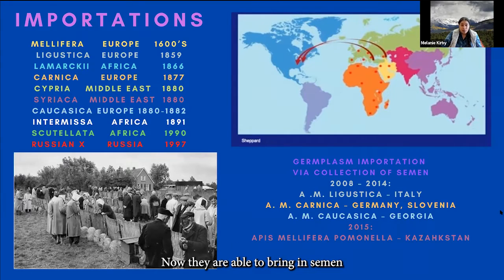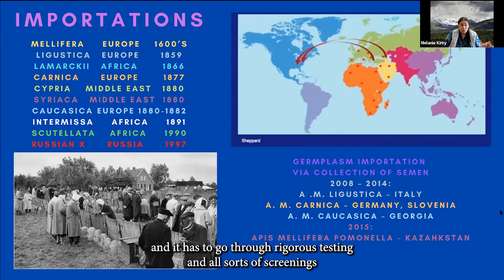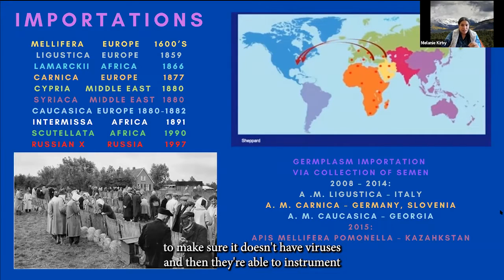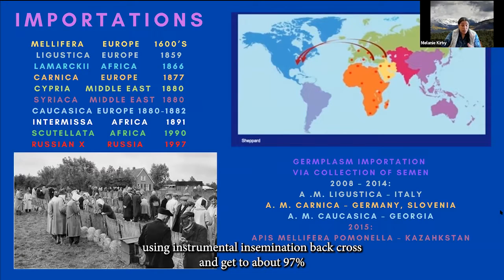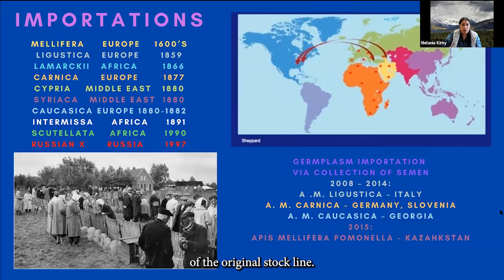Now, they are able to bring in semen, and it has to go through rigorous testing and all sorts of screenings to make sure it doesn't have viruses. And then they're able to, using instrumental insemination, back cross and get to about 97% of the original stock line.